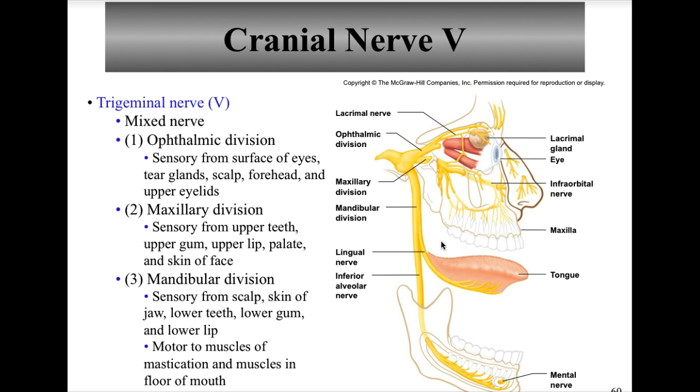The trigeminal nerve 5, that is the largest sensory from face. It's the motor to chewing muscles, and it serves as a mixed nerve. So you have 3 divisions here. As far as that mixed nerve, you have the ophthalmic division, maxillary division, and you have the mandibular division.